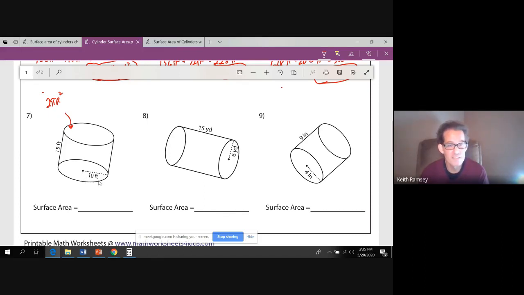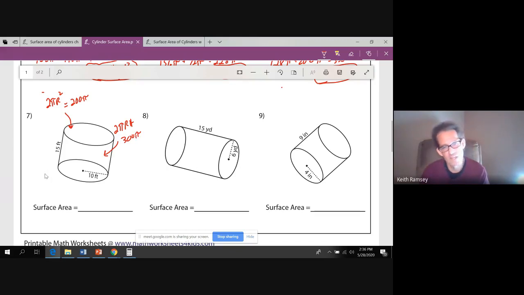So if my radius is 10, I know 10 times 10 is 100, times 2 is 200 pi. So I'm going to simplify this to 200 pi. And that's just the top and the bottom. Now for the lateral surface, that curved part, my formula is 2 times pi times the radius times the height. So if my radius is 10 times a height of 15, I know that's 150, times 2 is 300 pi.